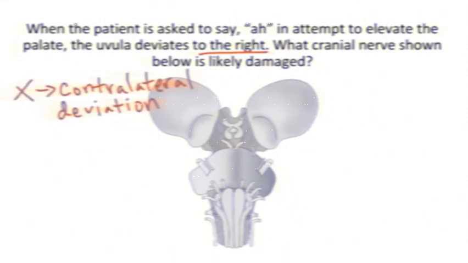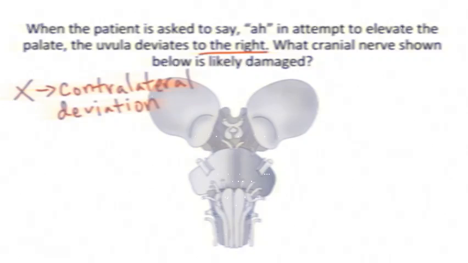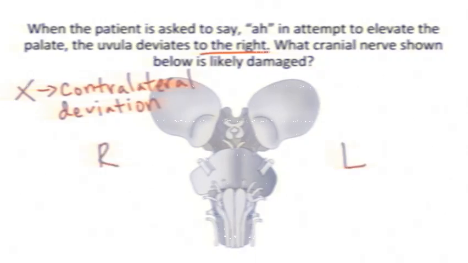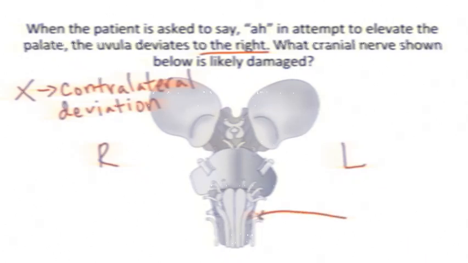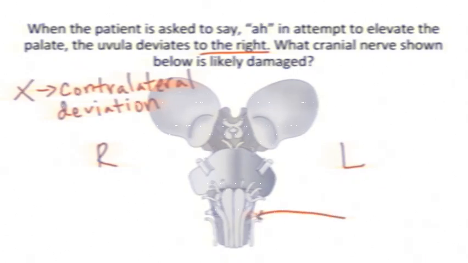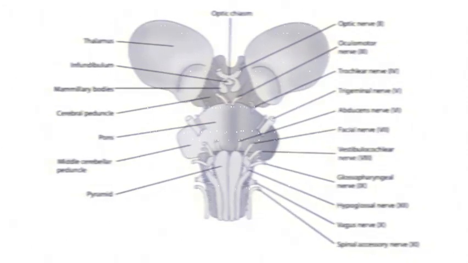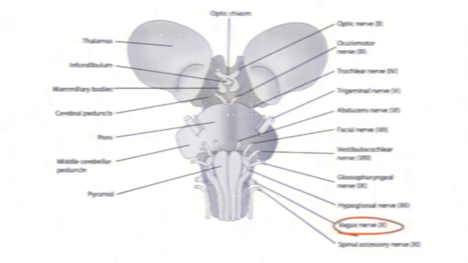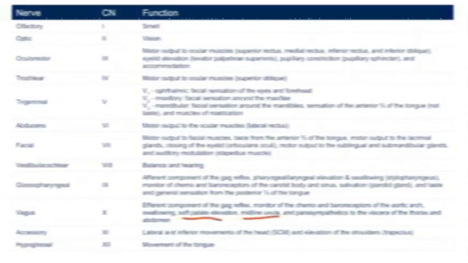With this in mind, we need to be able to identify the vagus nerve from this anterior view of the brainstem. Because we're looking at an anterior view of the brainstem, we can deduce that this is the right side and this is the left side. In this case, we can see the left vagus nerve right here. If we look at figure 8.22 again, we can see all of the cranial nerves labeled. We can see the vagus nerve is right here. From table 8.1, we can see that the vagus nerve is responsible for elevating the soft palate and keeping the uvula midline. Okay, let's do another question.